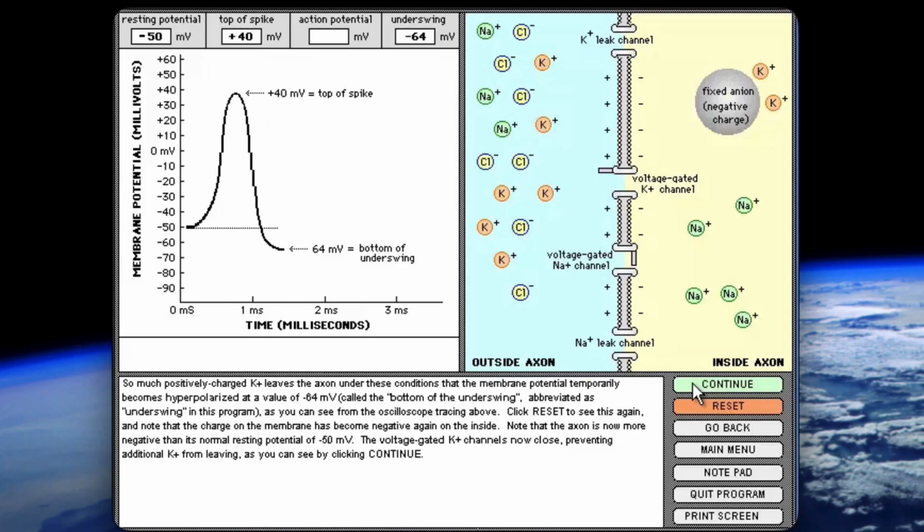So much positively charged potassium leaves the axon under these conditions that the membrane potential temporarily becomes hyperpolarized at a value of -64 millivolts. This is referred to as the bottom of the underswing. Back up the video to see this again, and note that the charge on the membrane has become negative again on the inside. The axon is now more negative than its normal resting potential of -50 millivolts. The voltage-gated potassium channels now close, preventing additional potassium from leaving, as you will see.